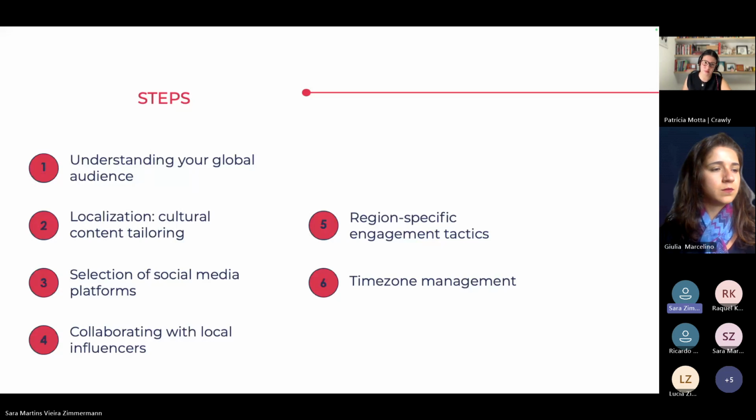And the idea is focus on your main targets. Step number 3, select the social media platforms that make sense for that culture, for that public. Step number 4, collaborate with local influencers, people.